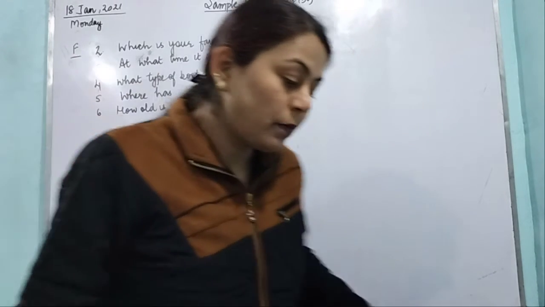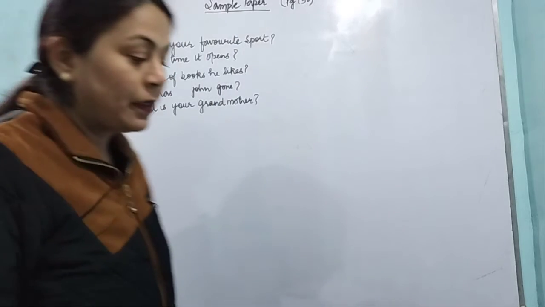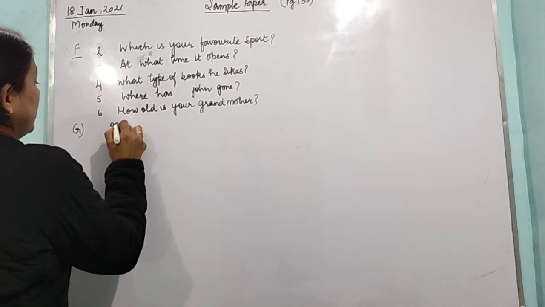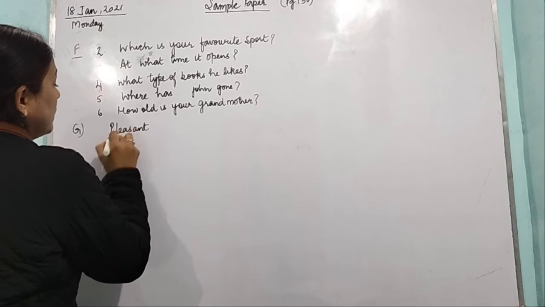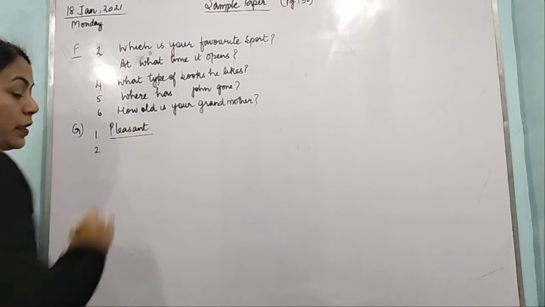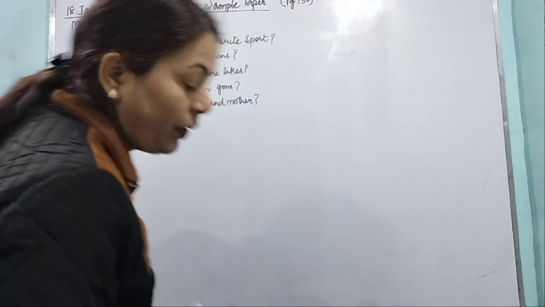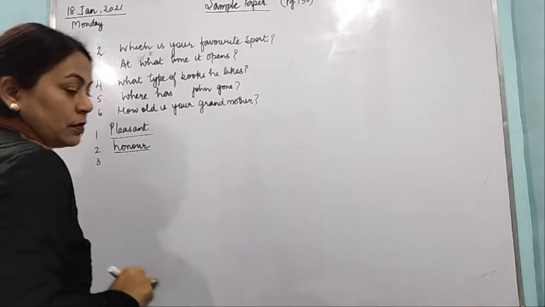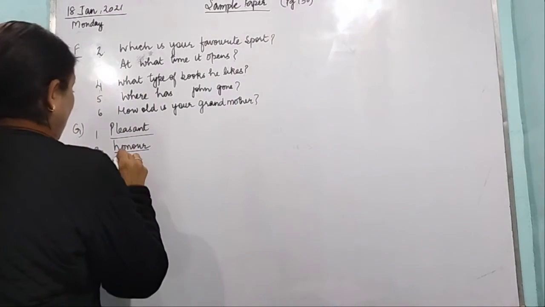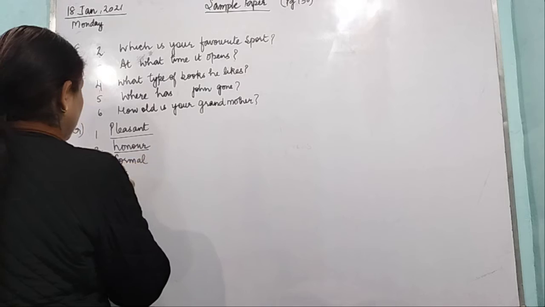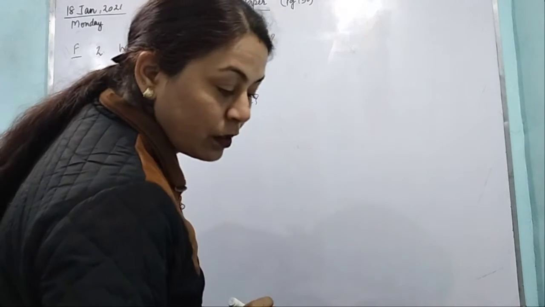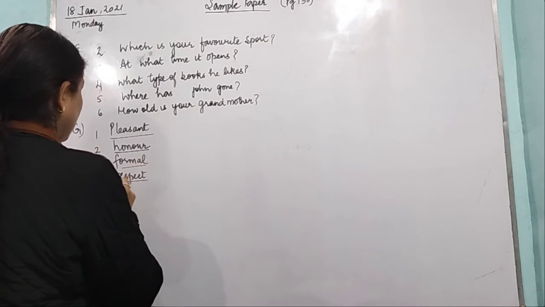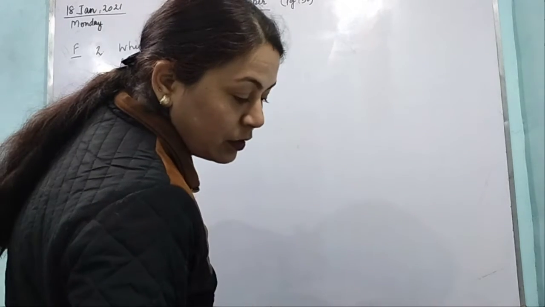Now underline the base word in each of the following. In the first word, what is the base word? Pleasant. So you underline this word. Second is honor. Third is formal. Fourth is respect. Fifth is prison.